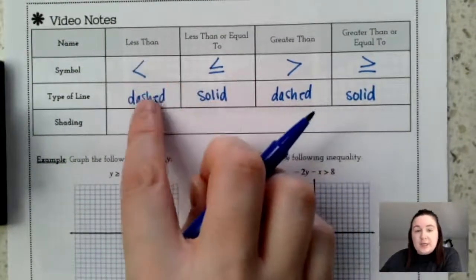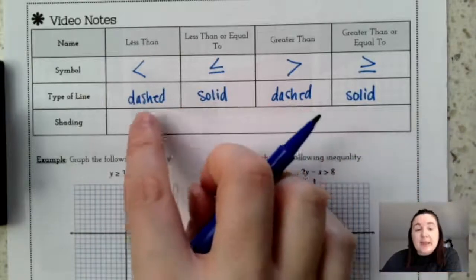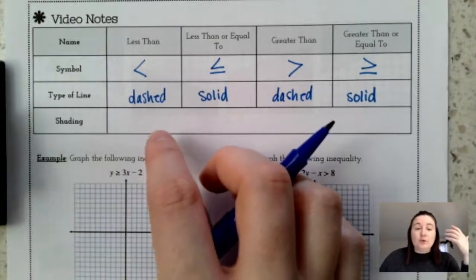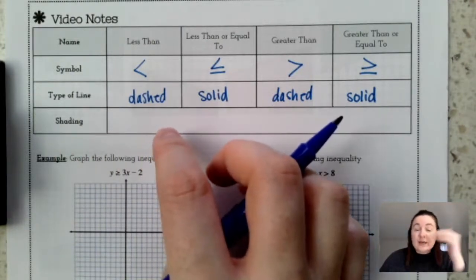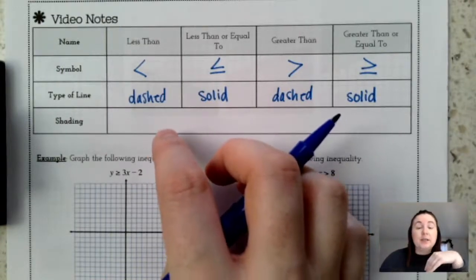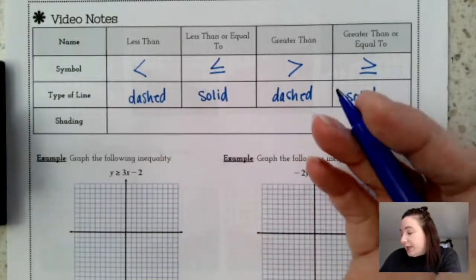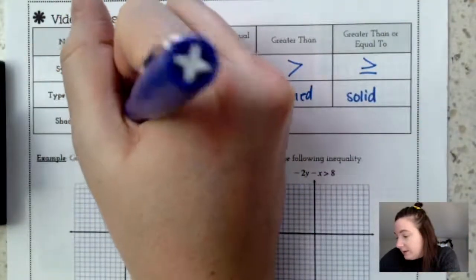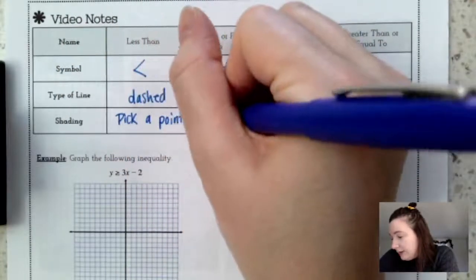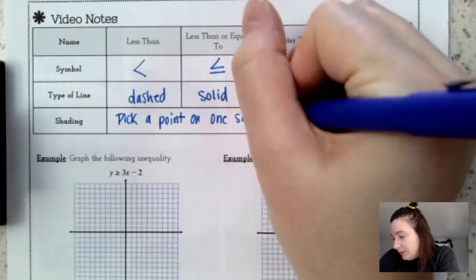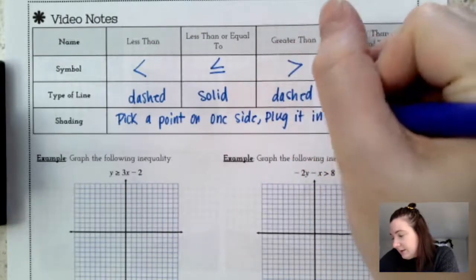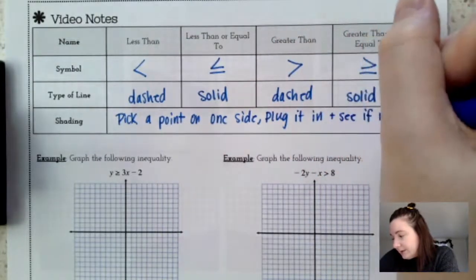And so the first decision you make is whether you have a dashed or solid line. Then you're going to decide where to shade, because inequalities talk about an entire range. If it is greater than 2, for instance, that means every number greater than 2 would be a solution. So we have to shade an entire region of the graph. For shading, we are going to pick a point on one side, plug it in, and see if it's true.